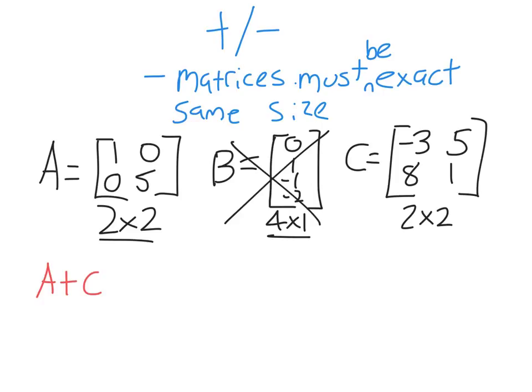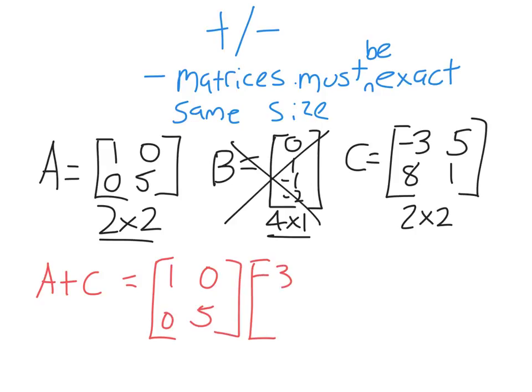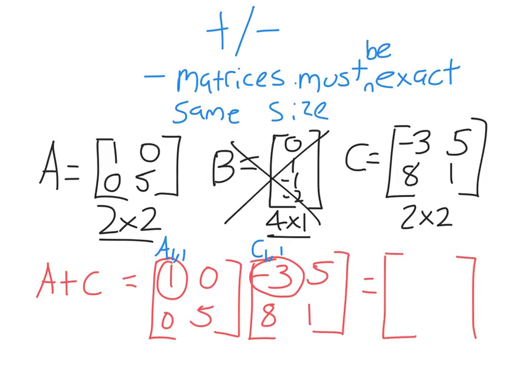If I want to add A and C, what I do is I line up the 2 matrices and just add corresponding elements. So that's sort of why I went through how to identify elements before. So this is element A11, so I need to match it up with element C11. That's the entry in row 1, column 1 of A, and this is the entry in row 1, column 1 of C. So I add those two together, and that's the entry that goes in row 1, column 1 of the resulting matrix. So I would have 1 plus negative 3 that goes in here.